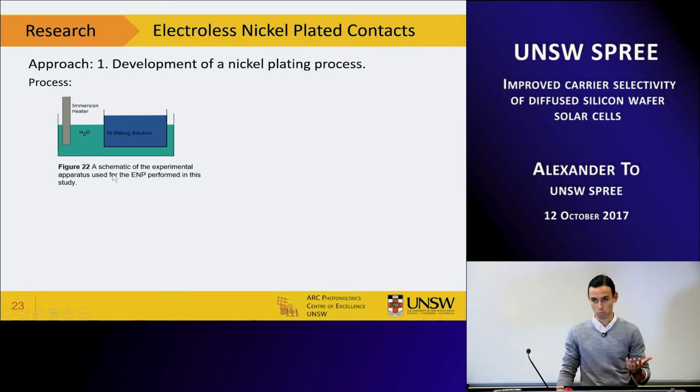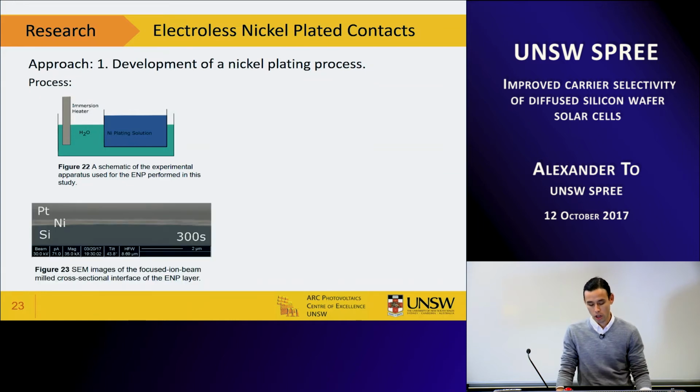It's a pretty simple setup. We had an immersion heater in water and the plating solution in a bath. It's one of the advantages of electroless nickel plating, sorry, it's quite a simple setup. And we basically did a time series of growth at different intervals. And this is an example of one such imaged interface showing a nice uniform nickel layer deposited onto the polished surface.